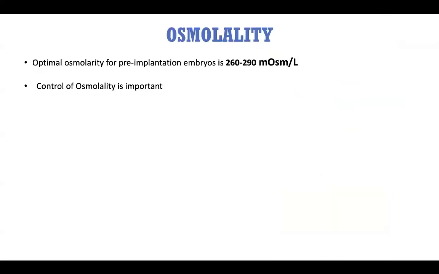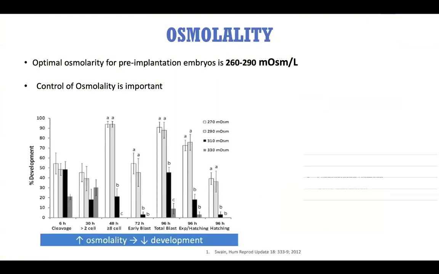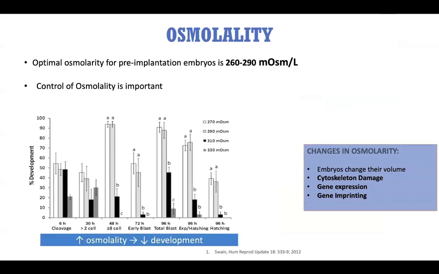Osmolality: different medias have different osmolality. Generally, 260 to 290 milliosmoles is the norm. It is good to maintain osmolality. Osmolality changes can affect the gene expression and genomic imprinting also.